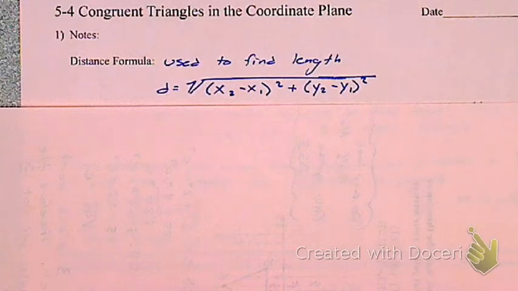Today's lesson is talking about how two triangles are congruent. Let me rephrase that. They're both on a coordinate plane, which means no measurements were given to you, no marks, no angles. It's up to you to prove that they're congruent.